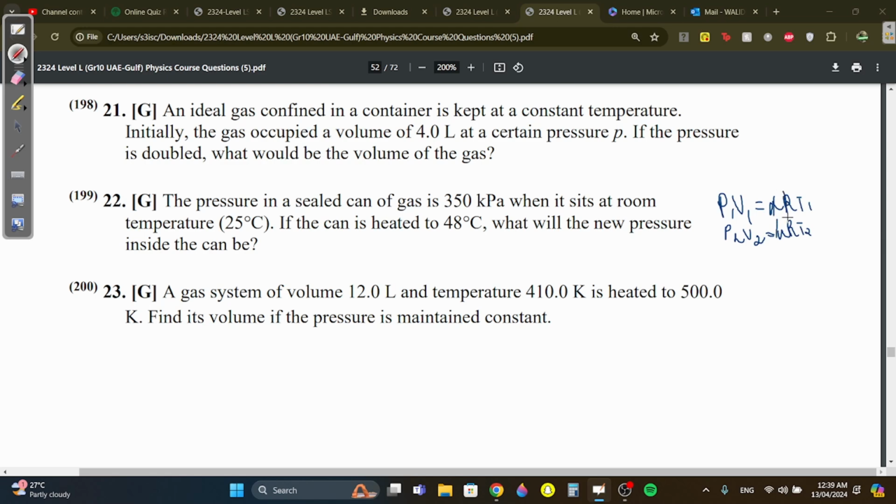Okay, N and R, you cancel them. We're talking about pressure and temperature. It's a sealed can of gas, so the volume isn't really changing. So we cancel out the volume. So P1 over P2 equals T1 over T2. Pressure 1 is 350. P2 we don't know, right? We want a new pressure. T1 is 25 degrees, but you have to change it to Kelvin. So 25 plus 273 will be 298, over the new temperature, which is 48, but you need to add 273, and you get 321.